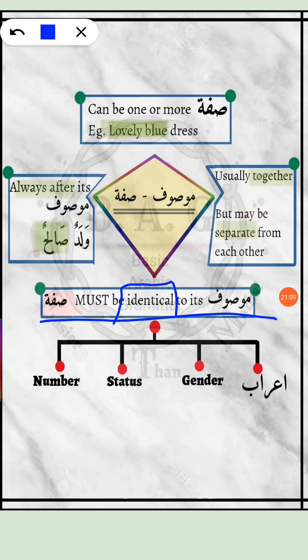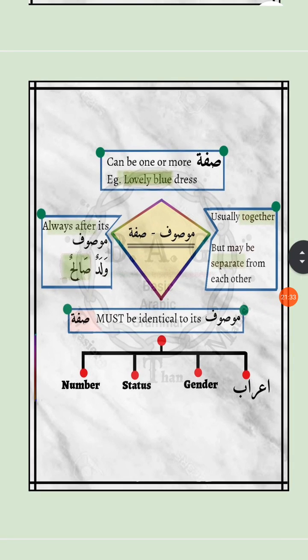So the sifa must be identical to the mawsuf in terms of the four characteristics of an ism, which include, first of all, i'rab, whether it's rafa, nasab or jar; its grammatical gender, whether it's feminine or masculine; its status, whether it is marfa or nakra; and finally its number, whether it's wahid, musanna or jama. So these were our mawsuf sifa pointers.